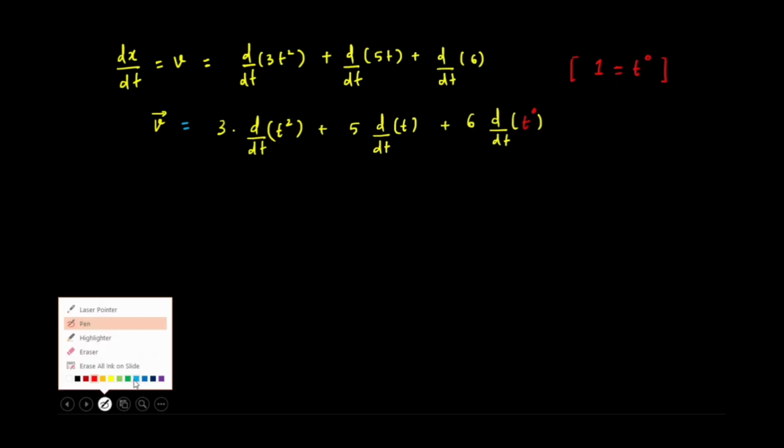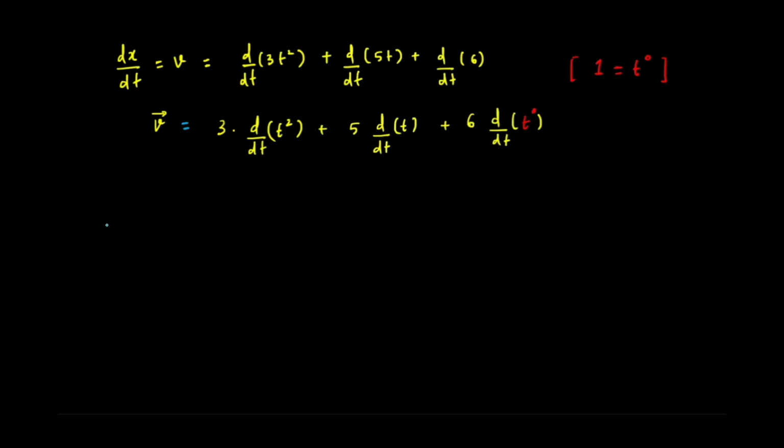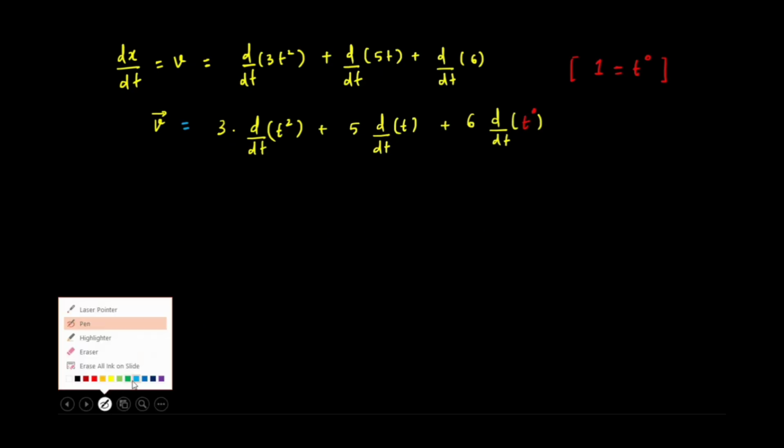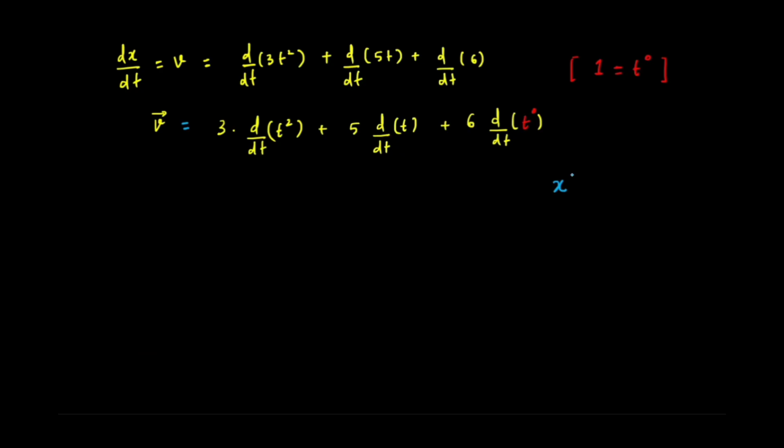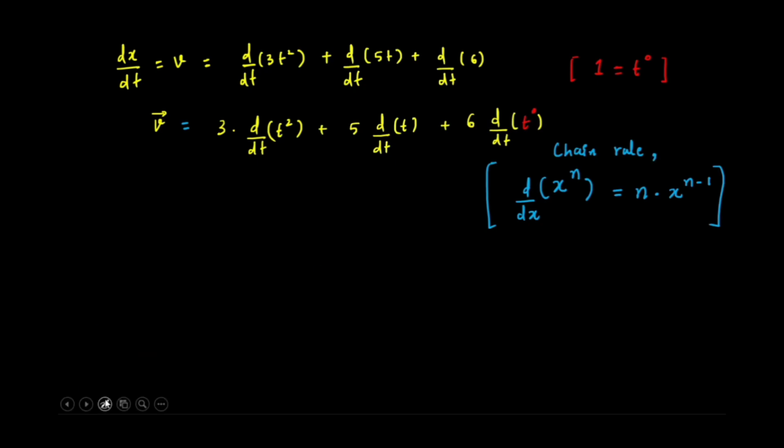Now, what's the process? How are we going to actually differentiate it? Let me give you a small idea about it. Suppose we have x to the power n. Whenever we differentiate this, whatever power this variable has will come in front, and 1 will be subtracted from the power. This is something which we also call the chain rule. You're going to learn the same in calculus as well. So let us apply the same thing in order to find the velocity.